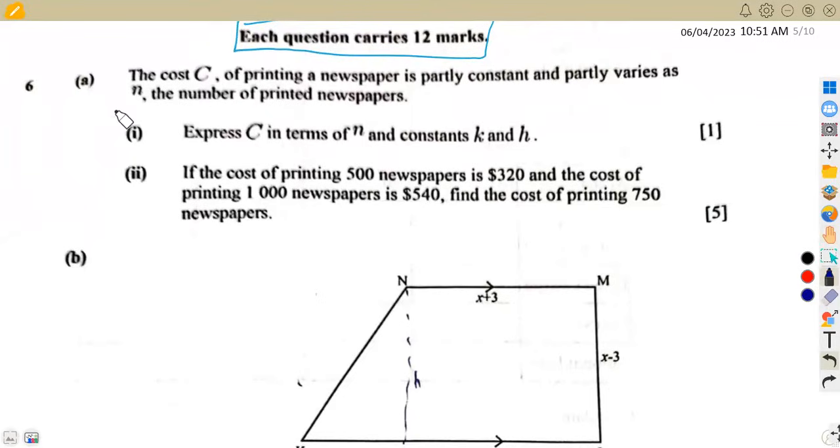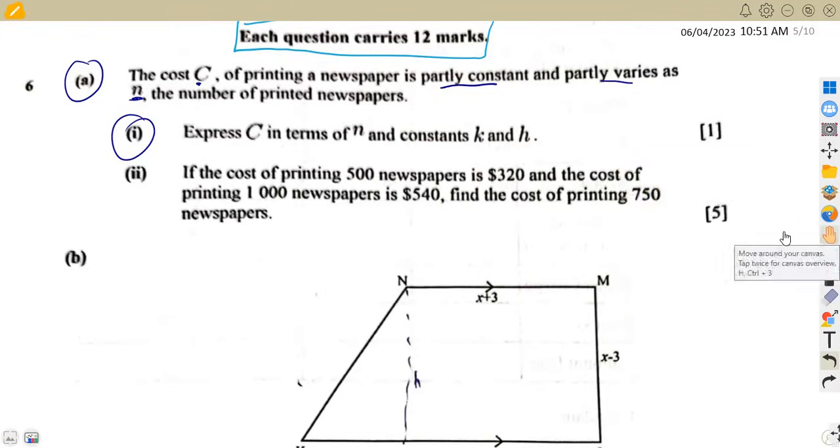So we're given the cost as C. So you use these letters as they are. Of printing a newspaper is partly constant. That is the first condition, and partly varies as n, the number of printed newspapers, which means n represents the number of the printed newspapers. Item 1, we asked you to express C in terms of n and constants h and K.